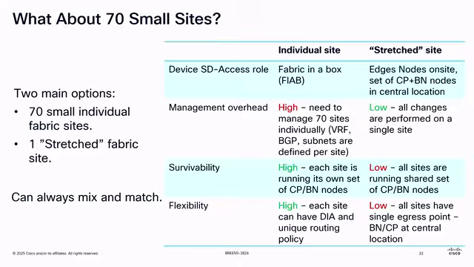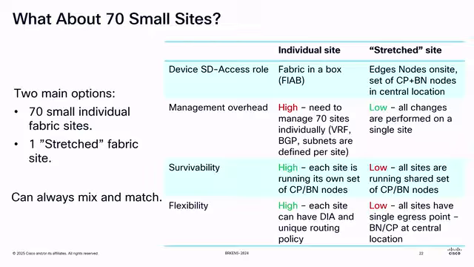On the pros, survivability is excellent, right? Each site is completely independent from another. So one can go down, this one is up. And each site can have its own routing policy. So if you want to have direct internet breakout, it's possible, right?